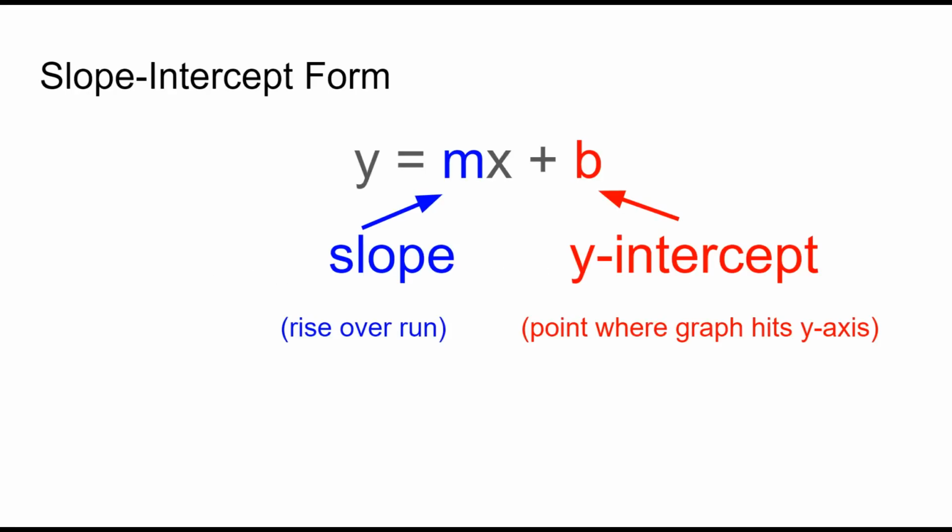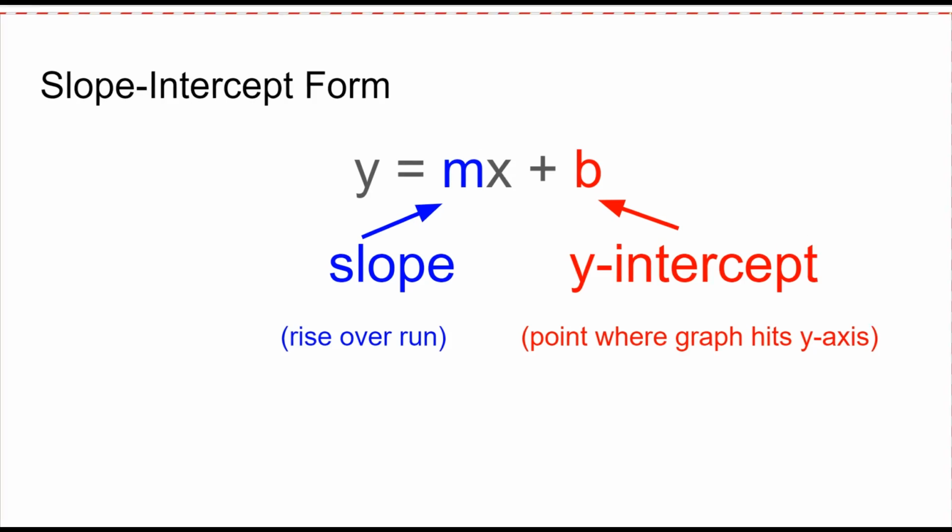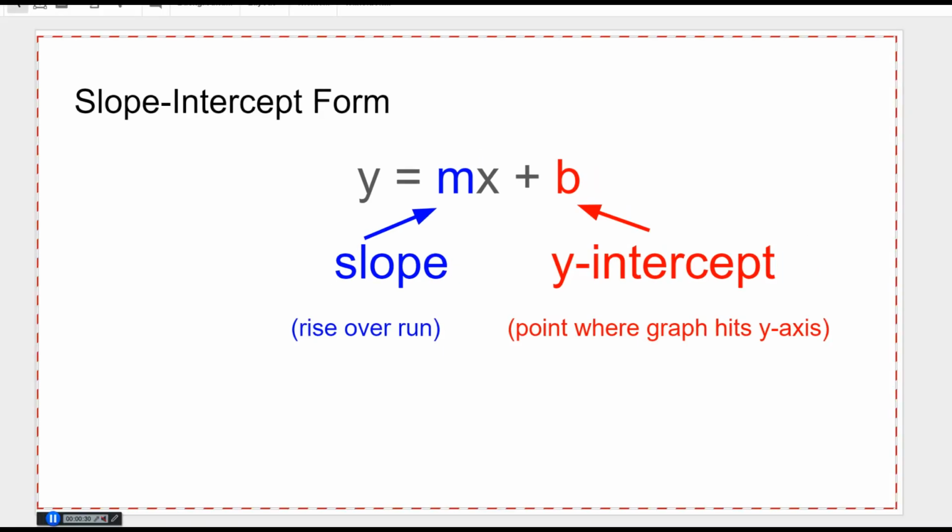Let's begin by defining slope-intercept form. Slope-intercept form is y equals mx plus b. Slope is m and the y-intercept is b. Remember that the y-intercept is the point where the graph hits the y-axis. So that's going to be maybe a positive y-intercept, or it could be a negative y-intercept.